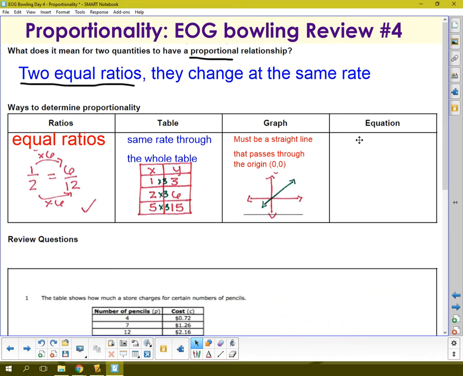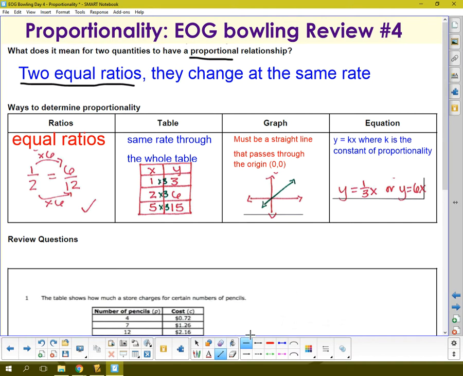We can also look at an equation to see proportionality, where y equals k times x. K there represents the constant of proportionality. For example, two different equations like y equals 1/3 x or y equals 6x. Those are both proportional equations because they have one coefficient and just one coefficient in front of the variable. That k is the constant of proportionality right there at 1/3 or right there at 6. Okay? Those are the 4 different ways to determine proportionality. Again, proportions are two equal ratios, and we're going to see lots of problems about rate and proportions here in this practice session.